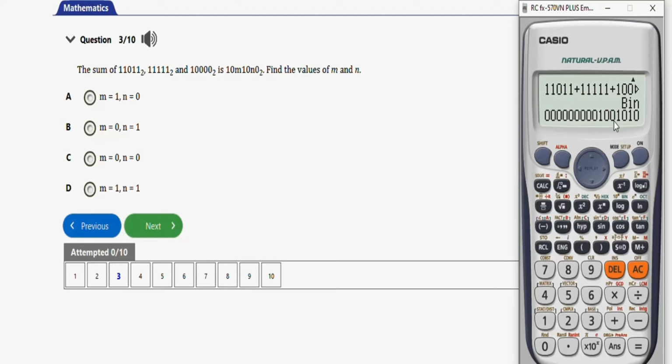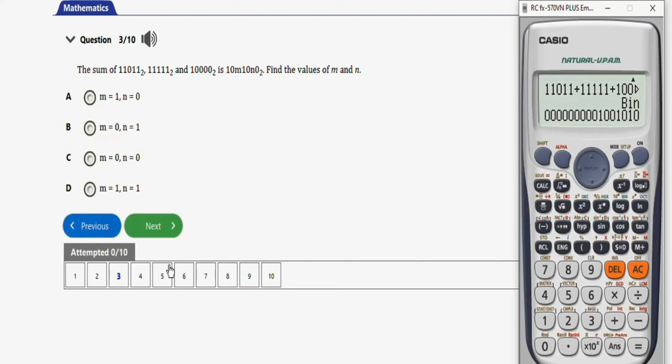So we have the output to be 101010. From here our m is 0. From the output we have here, our m is 0, then our n is 1. Let's check. When m is 0, n is what? 1. So the right option is option B. Okay, so it's as simple as this, guys.